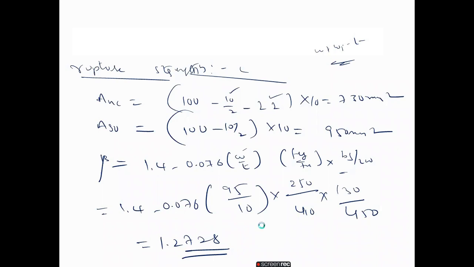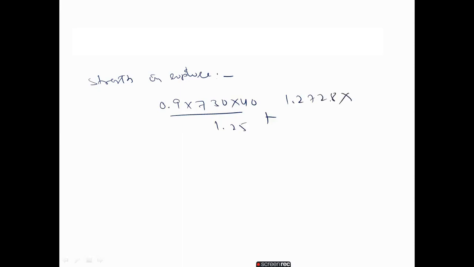If you need the strength in rupture, we have a formula that we discussed in yesterday's class. Directly I am substituting here: 0.9 into An fu by gamma m. So 0.9 into An, which is 730, into 410 by 1.25, plus whatever we discussed, this beta value 1.2728 into 950, which is Ag0, into fy 250 by gamma m.